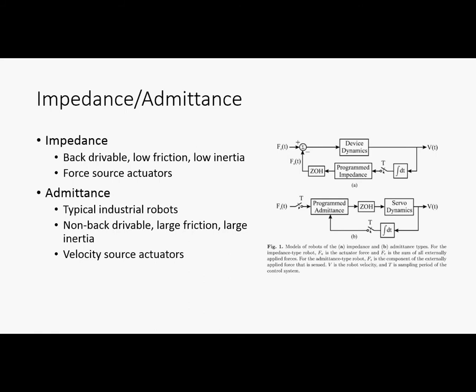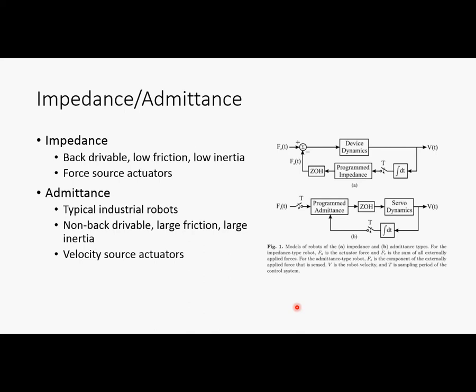So the two different subcategories are impedance and admittance. We talked about these last class. Actually, I believe this is the same diagram from last class. With impedance, they're usually backdrivable, low friction, low inertia, and they use force source actuators. While with admittance, it's more a typical industrial robot, so they're larger, non-backdrivable, with higher inertias, and they usually have velocity source actuators.